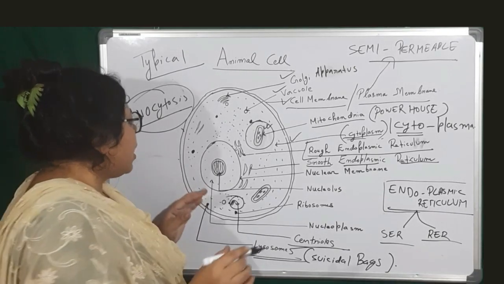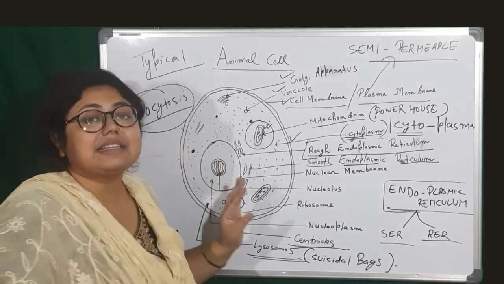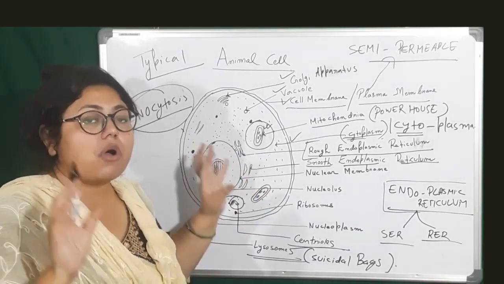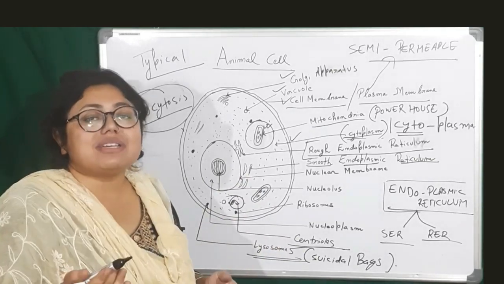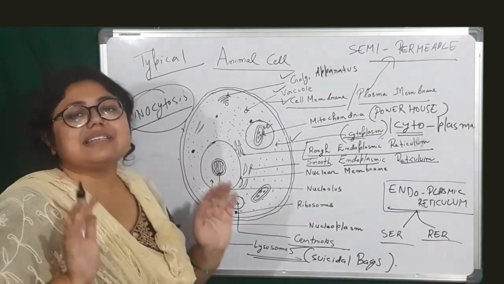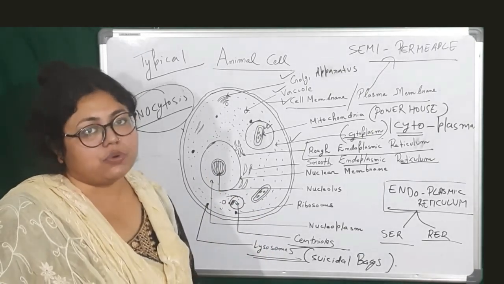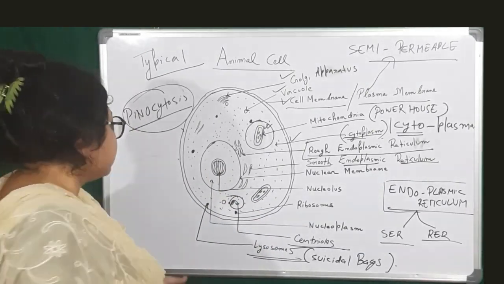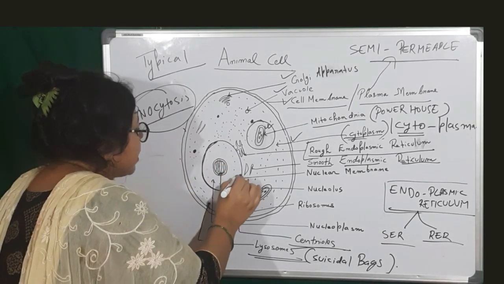Next, after this, we come to the mastermind of the cell. Who is the mastermind or the controller of the cell? The nucleus is the main mastermind which is controlling the whole cell. The first part is the nuclear membrane.